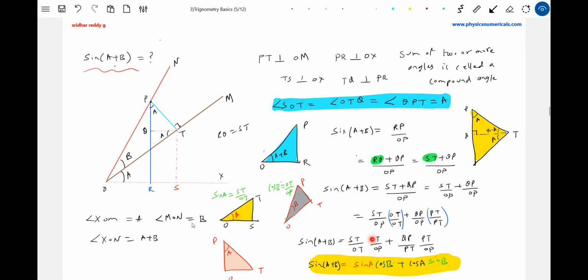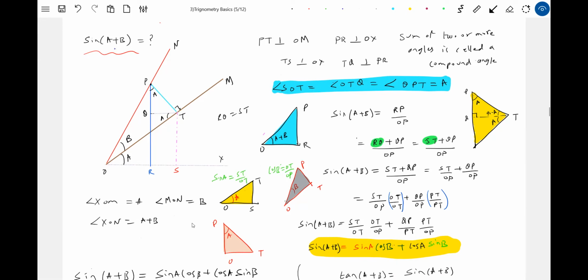So therefore, OT by OP is what? I'll write cos B. Then I'm asking you to get this triangle, TQP. Anything Q it is, not O. I'll change the symbol. Sine here, QP by PT, that one.